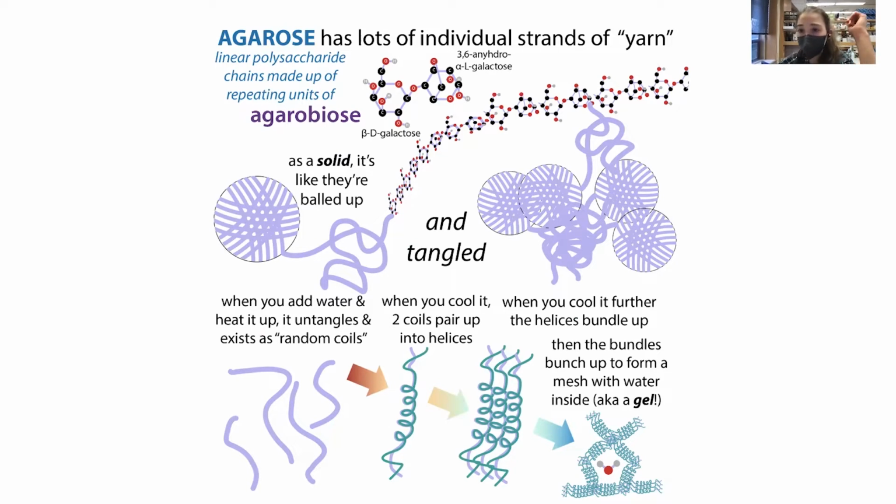They do this in an anti-parallel way, kind of like the strands of DNA, except that these helices are going to be left-handed as opposed to DNA helices, which are right-handed. When you cool it further, the helices bundle up, and the bundles bunch up to form this mesh. It's kind of complicated, but the ends are kind of frayed, and the frayed ends can interact with other frayed ends, and you end up with this mesh.